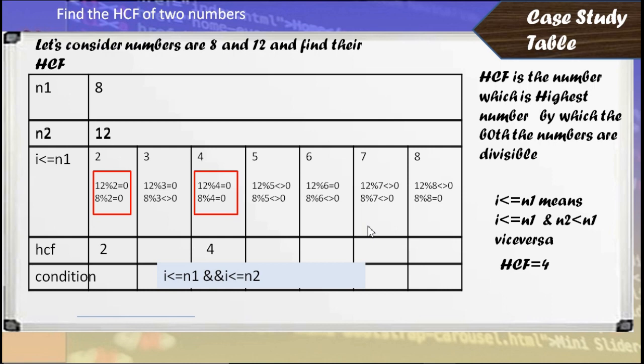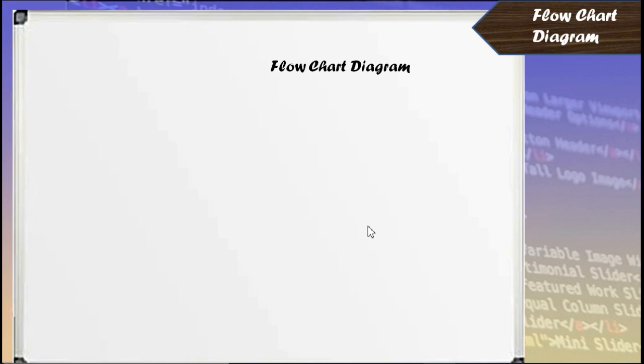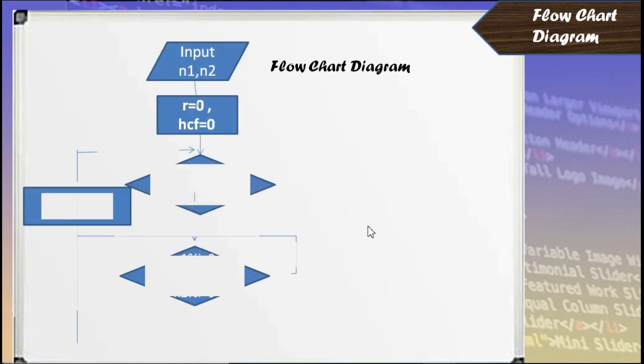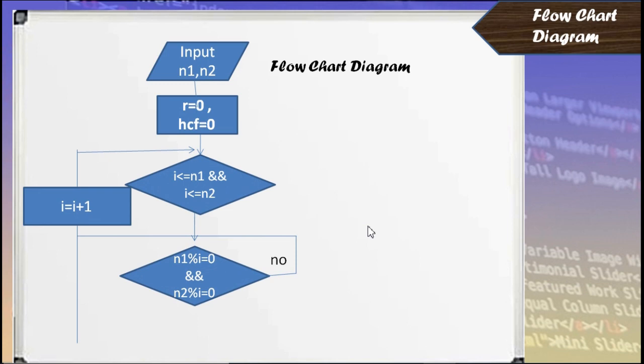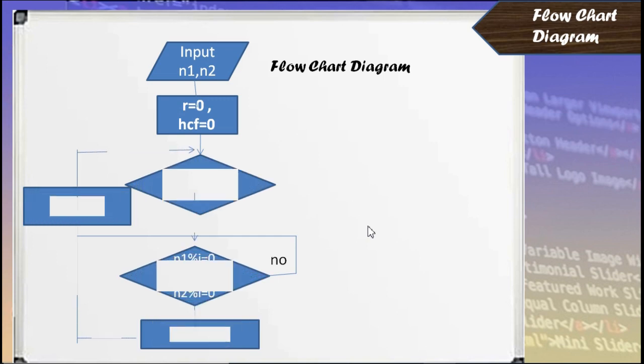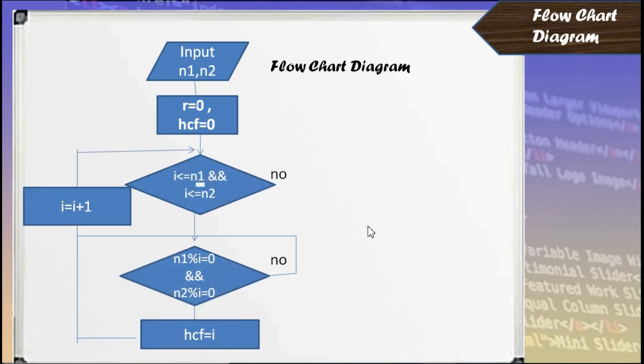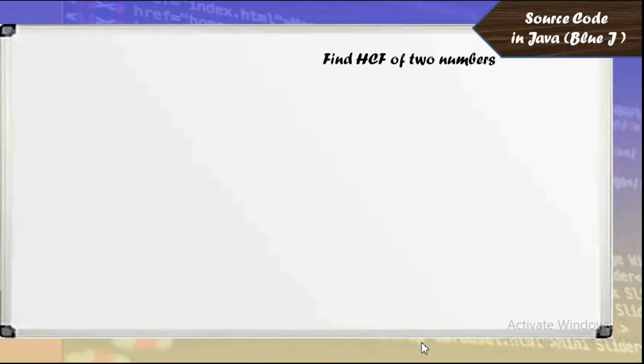Only for i equal to 2 and i equal to 4, both the numbers 12 and 8 are divisible by i. In these cases, HCF equals i as the value of i is increasing with i equal to i plus 1. The last updated HCF is the value of HCF. Please have a look at the flowchart where i equal to 2, then the value of i is checked less than or equal to n1 and n2. If mod of n1 and i and mod of n2 and i is 0, then HCF equals i and print HCF.